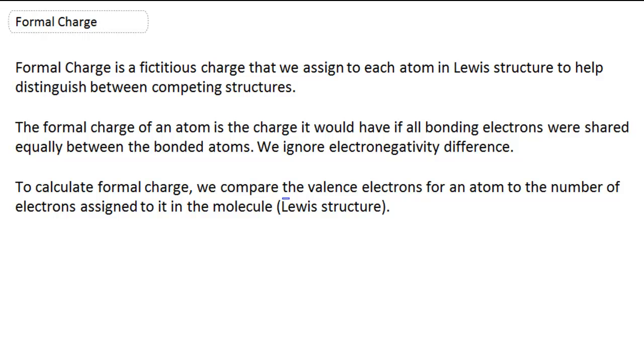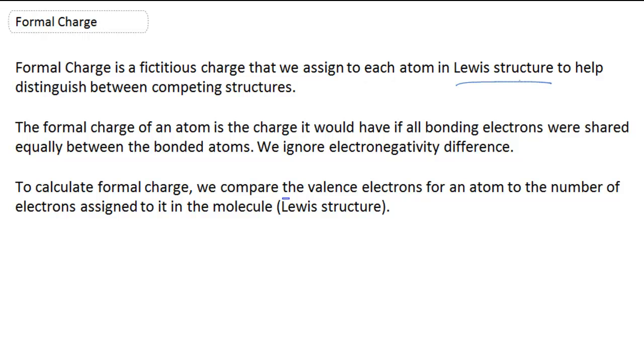The topic that I'd like to cover in this video is formal charge. Let's first talk a little bit about what it is, and then do a number of examples. Okay? So formal charge is not a real charge. The name kind of implies that. It's really a fictitious charge that we assign to each atom in a Lewis structure.